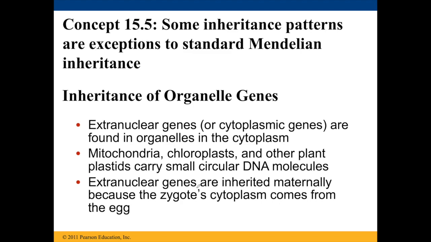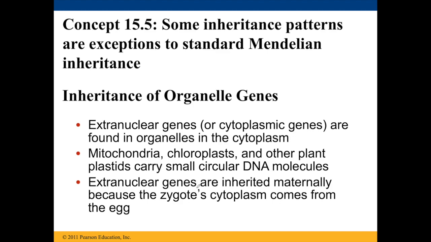The last section of the chapter is going to talk about genetics that's completely different from everything else we've learned so far. All of the genetics we've talked about so far in both chapter 14 and chapter 15 has been the genetics of the genes inside your nucleus. Remember, as a human, we have 46 chromosomes inside the nucleus of our somatic cells. What we've been talking about so far is those genes, the about 30,000 genes you have inside your nucleus.